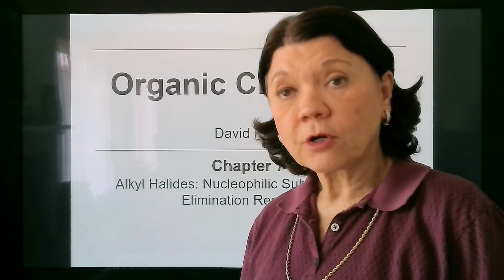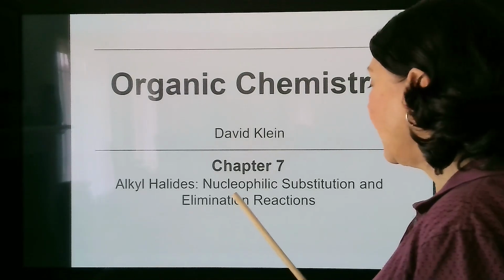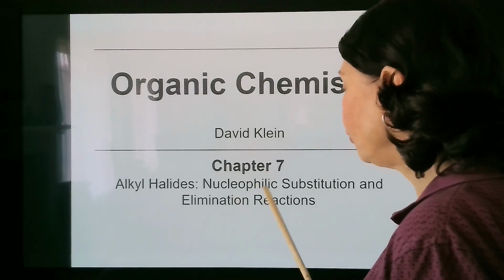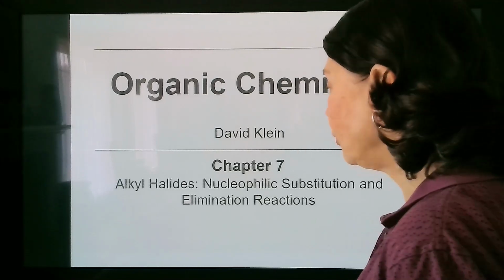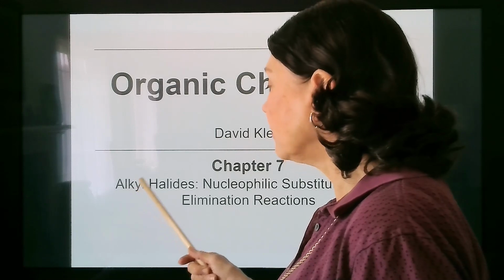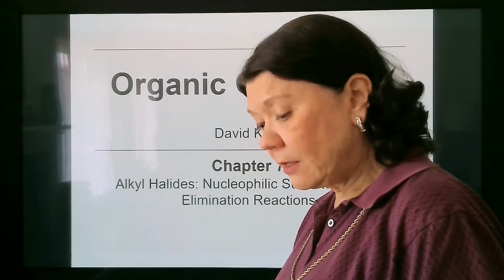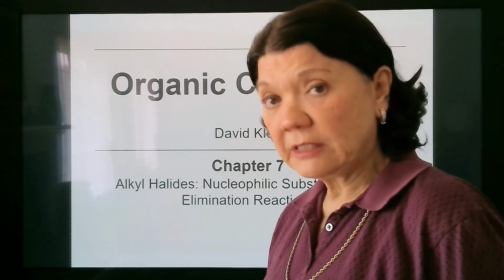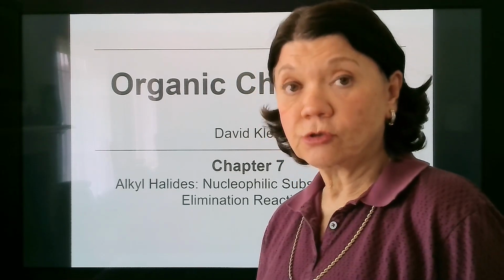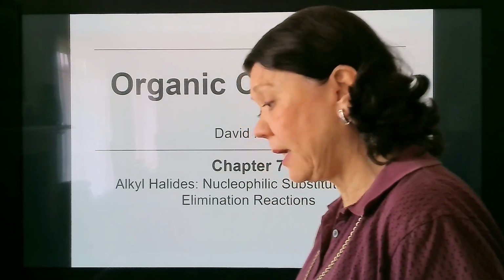So this is Donna Nelson, Chemistry 3053, Organic Chemistry, and we're going to discuss Chapter 7. We're going to look at nucleophilic substitution and elimination reactions. We're going to use the group alkyl halides, that family of chemicals, as examples of these reactions. All these reactions you'll see will occur with many other families of compounds.